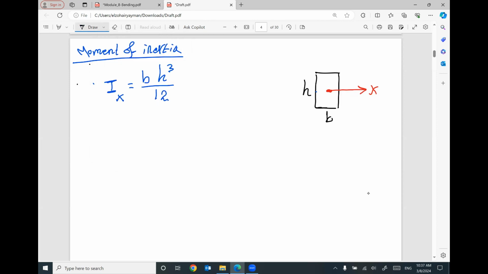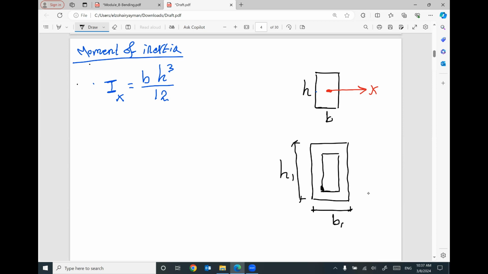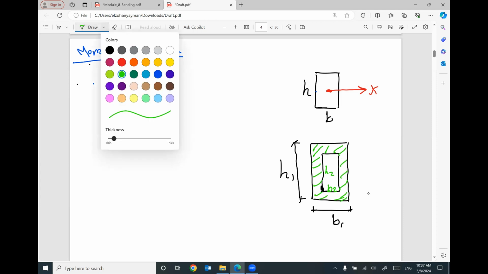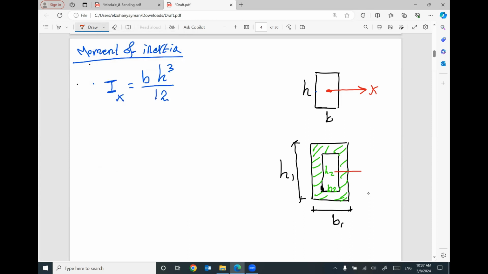Also, we learned if we have a hollow rectangle, that means we have B1 and H1 for the outside rectangle, and B2 and H2 for the inside rectangle. This is the material of the cross section. It's a hollow cross section, and the neutral axis, or the x-axis, is passing through the centroid.